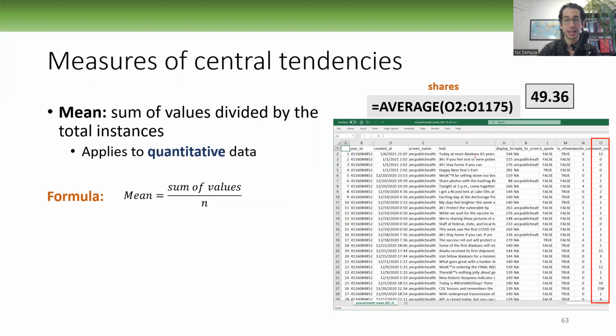And in the case of this data set, for this same variable we're talking about, the shares, the mean is 49.36. So on average, each post gets 49 shares. Now, let's think about it. Each post gets 49 shares on average.